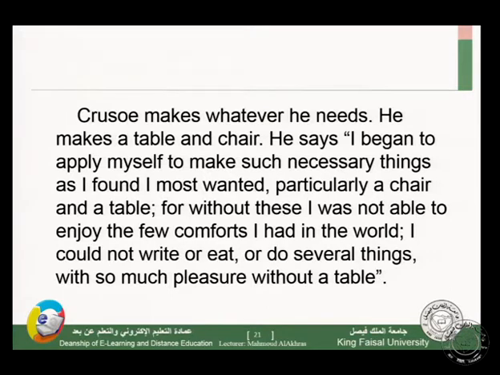Table and chair, these objects are very important to a civilized person in order to write, in order to eat. These objects are very important to Crusoe. I was not able to enjoy the few comforts I had in the world. I couldn't write or eat or do several things with so much pleasure without a table. So it's very important to have a table. This is according to Crusoe's opinion. It's his idea. He couldn't eat or write without a table. We can sense civilization in this situation.